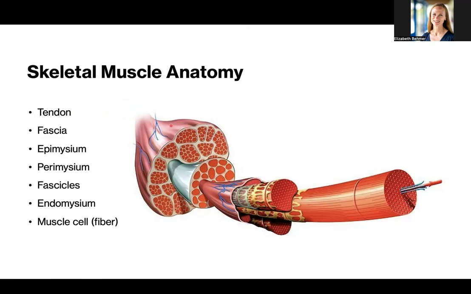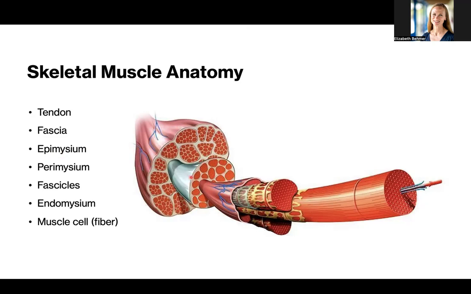From there, we have the entire muscle that's covered with a layer of fascia, which is connective tissue that's keeping the muscle together. From there, covering the skeletal muscle, we have another layer called epimysium. The prefix or root MYS always has to do with muscle. So if you see myo or MYS, that's always referring to muscle. So epimysium is covering the entire skeletal muscle.